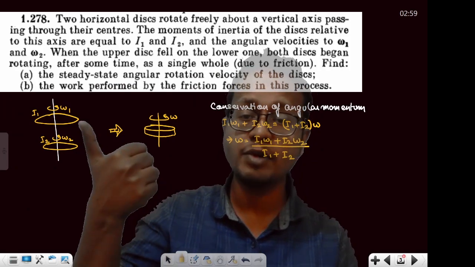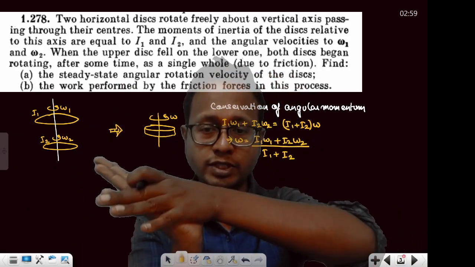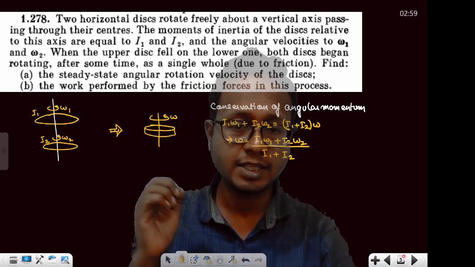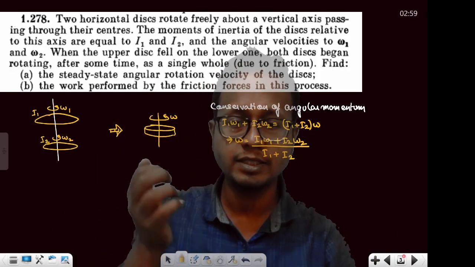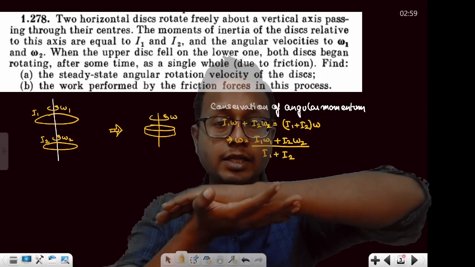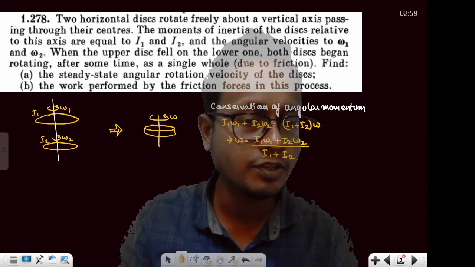What happens in the second part is, while both the disks are adjusting to the same common velocity, one is getting decelerated and the other one is getting accelerated. Which torque is doing that? That is nothing but the friction torque, when both the disks are compressed. Now my question is, what is the work done by that friction torque?